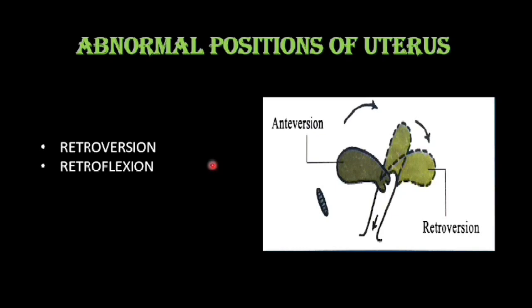Now what is retroflexed uterus? Retroflexed uterus means the angulation between the uterus and cervix is not there. That means the uterus bends backwards onto the cervix, causing narrowing of the cervical canal, and it reduces the chances of conception. So these are the two abnormal positions, and retroverted uterus can predispose to prolapse of uterus, whereas retroflexed uterus can reduce the chance of conception.